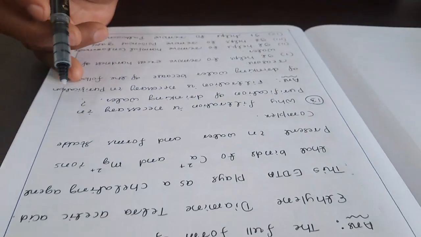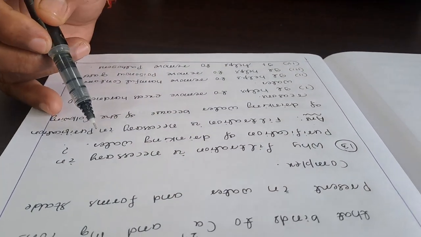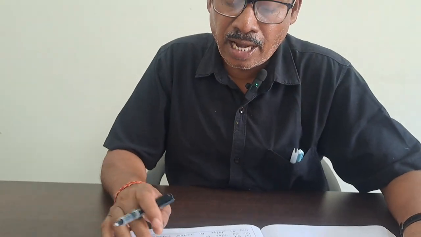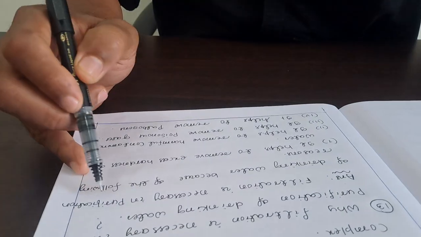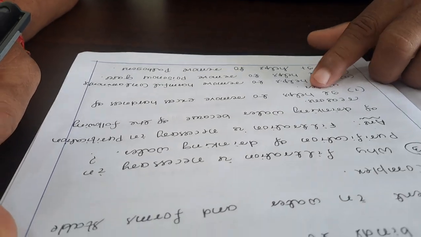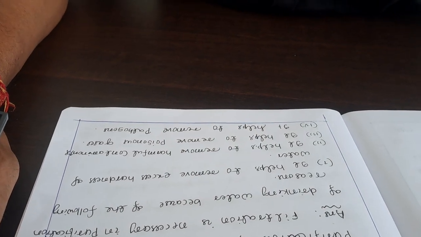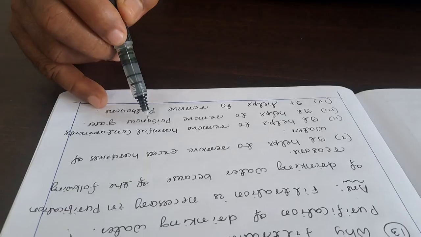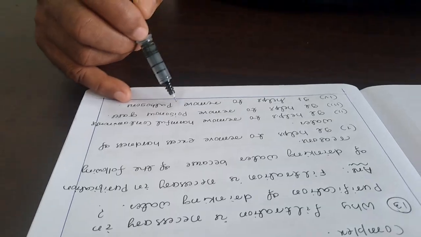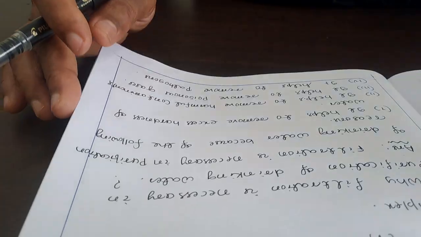Then next question, why is filtration necessary in purification of drinking water? Actually, filtration is necessary in purification of drinking water because of the following reasons. It helps to remove excess hardness of water. Number two, it helps to remove harmful contaminants. Number three, it helps to remove poisonous gases. Number four, it helps to remove pathogens.